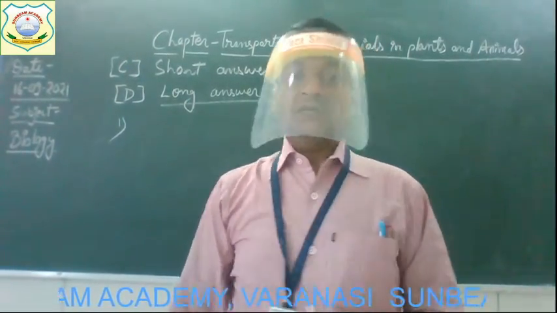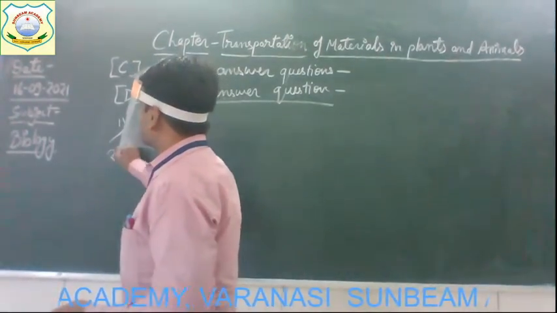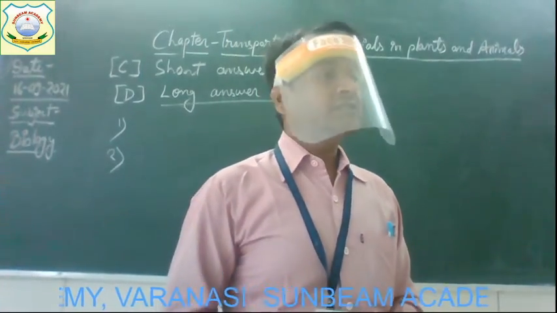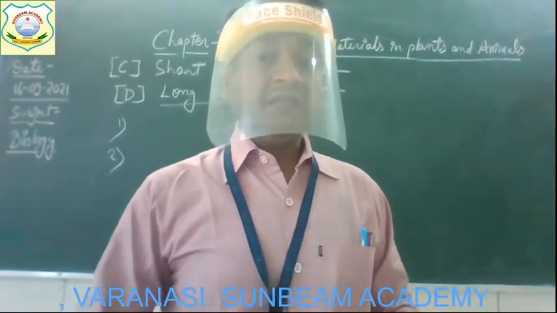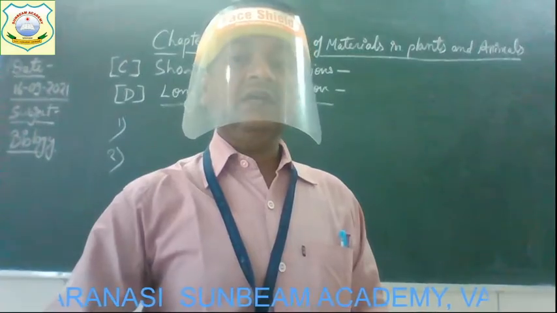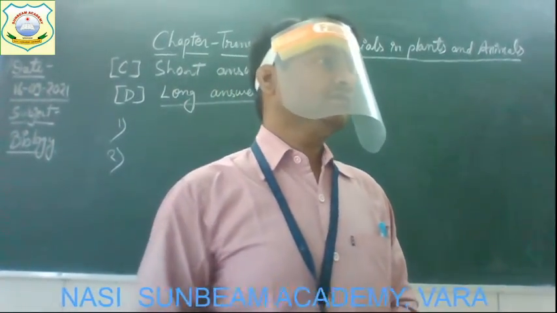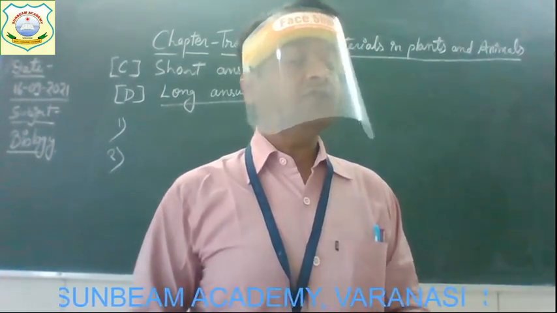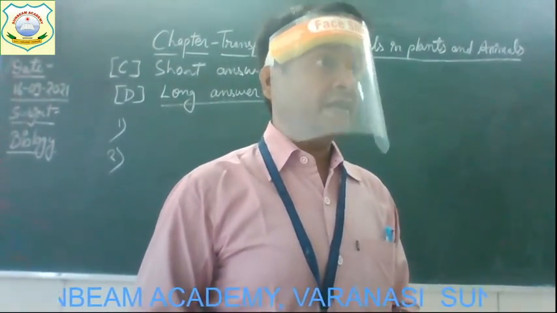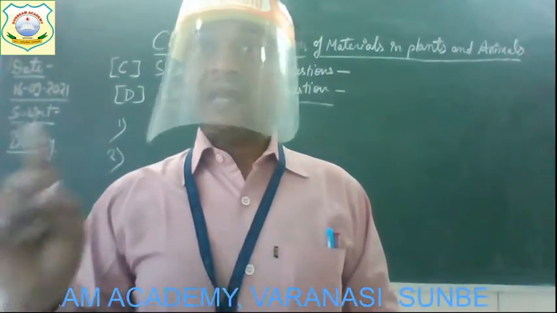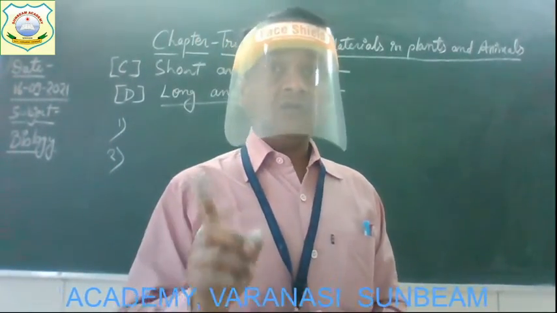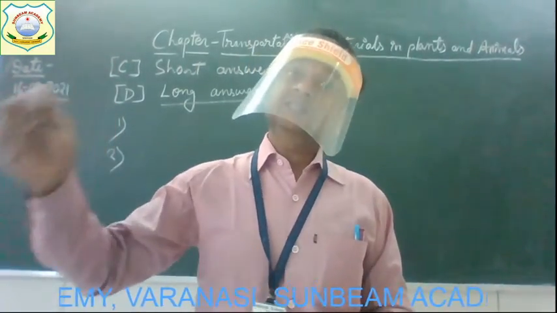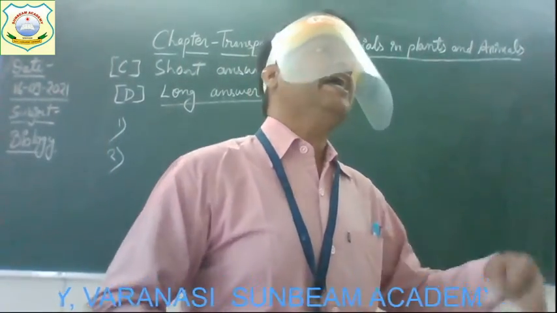Alright, now come to the next question. And the question is, what role does transpiration play in the transportation of water in a plant? What you have to explain here? You have to explain the role of transpiration in plants. So children, the definition of transpiration you know now? The loss of excess water in the form of water vapors. So what is the role played by it in plants? How is it helpful for the plant?